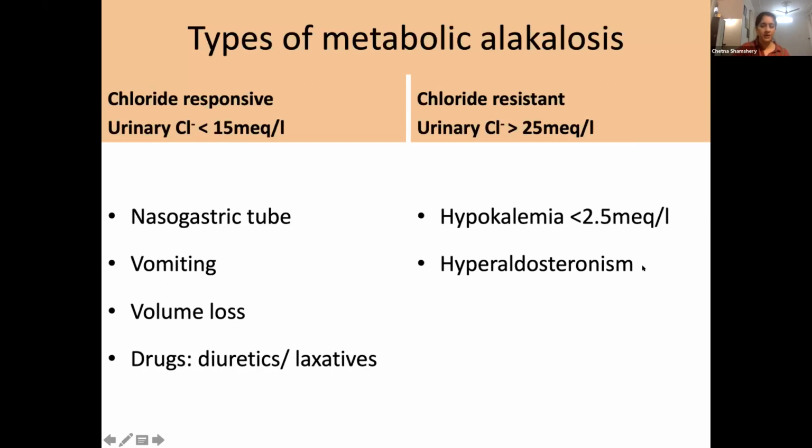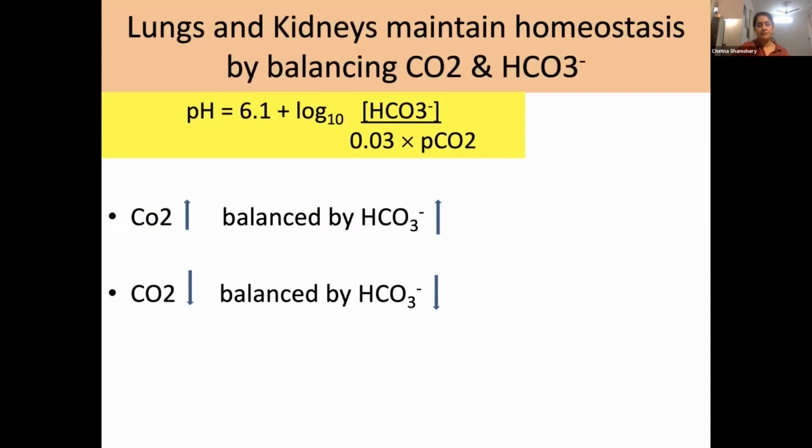Usually we don't do anything in these cases, but if it is severe metabolic alkalosis, then there is just one drug that you can give to overcome metabolic alkalosis, which is acetazolamide. We come to the last part, just 2-3 minutes, for compensation. How do we calculate the compensation?